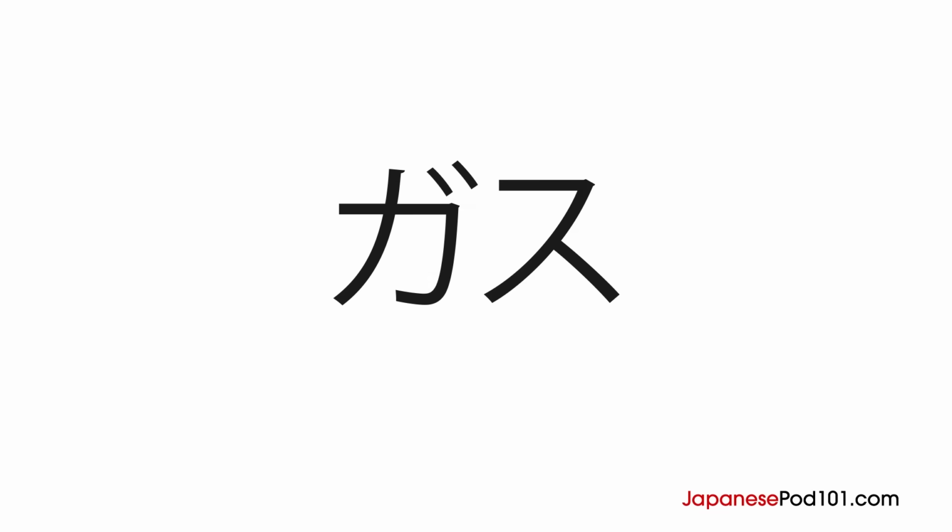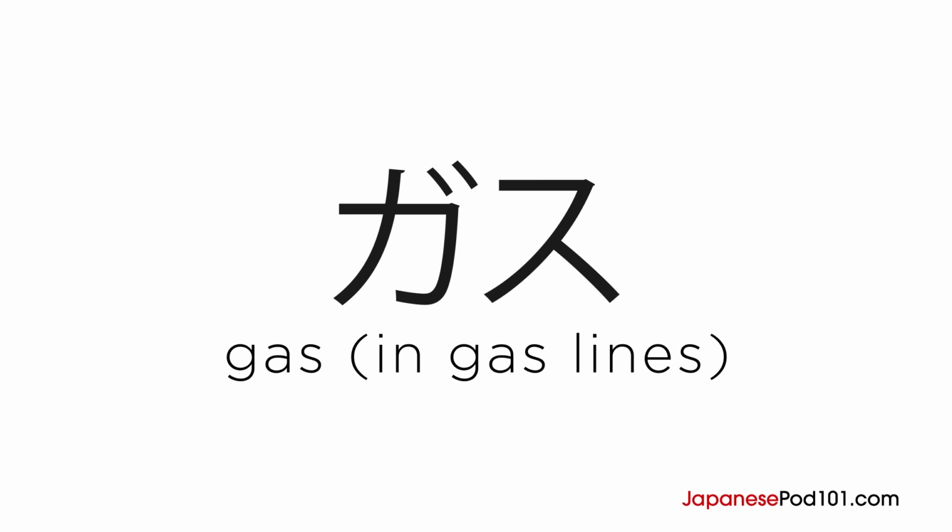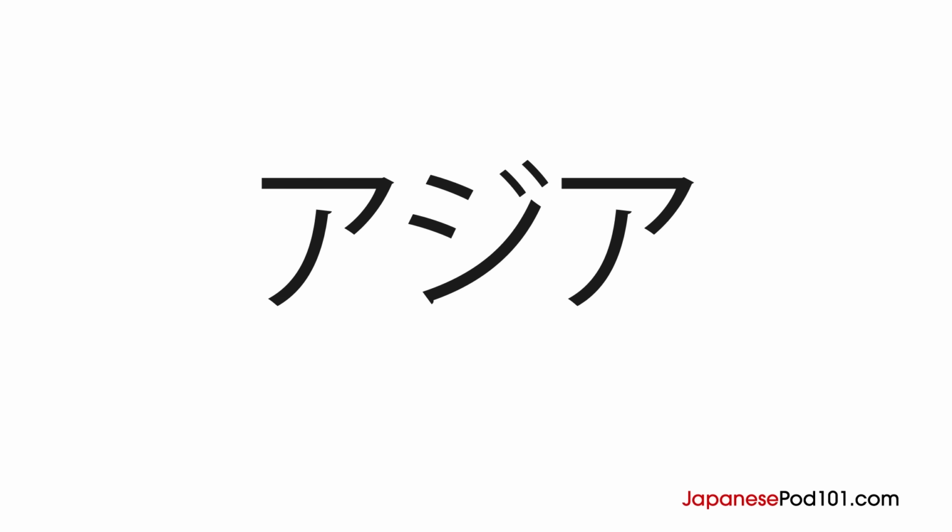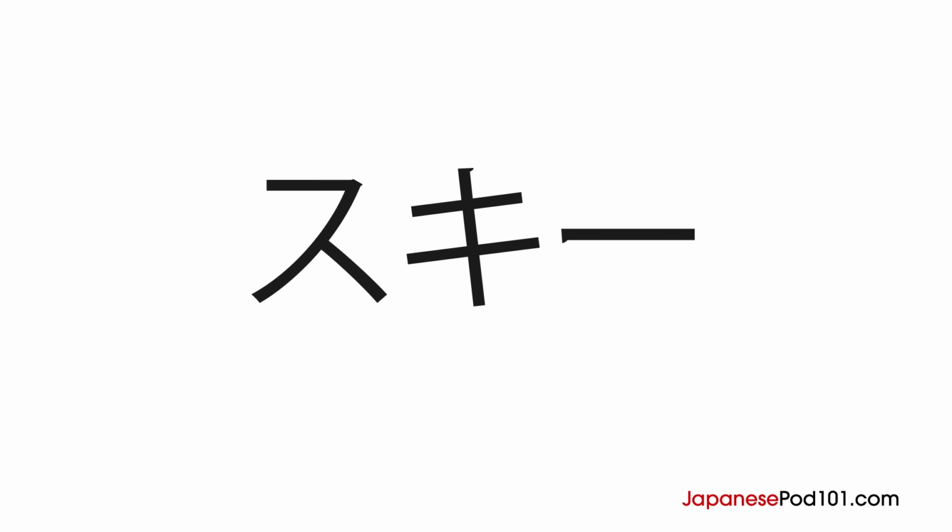Te. Gasu. This refers to the gas in the gas lines and not gasoline or the gas state of matter. Asia. This means Asia. Ski. Ski means skiing. Don't confuse it with suki, meaning to like.